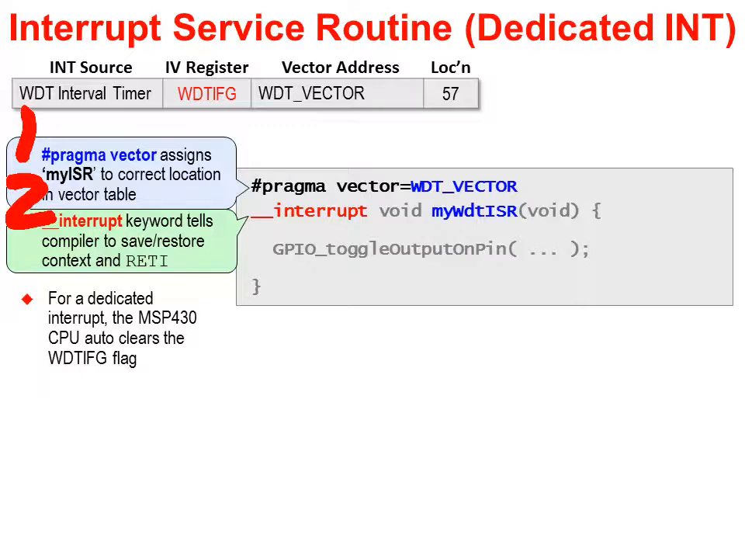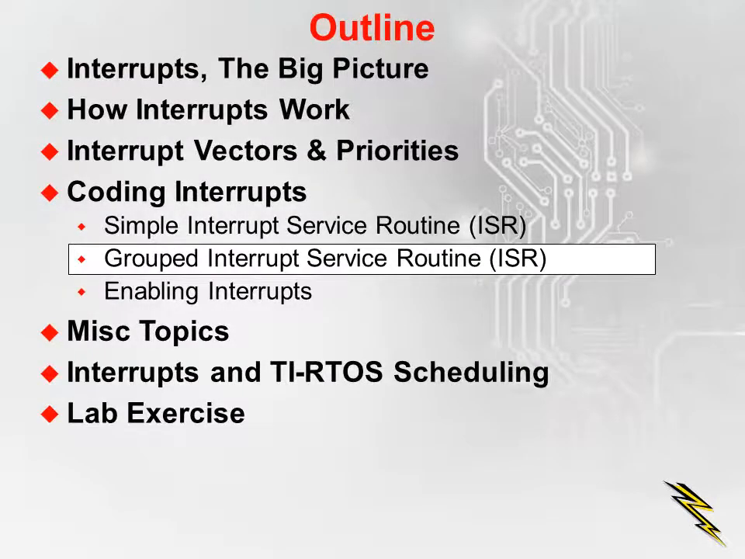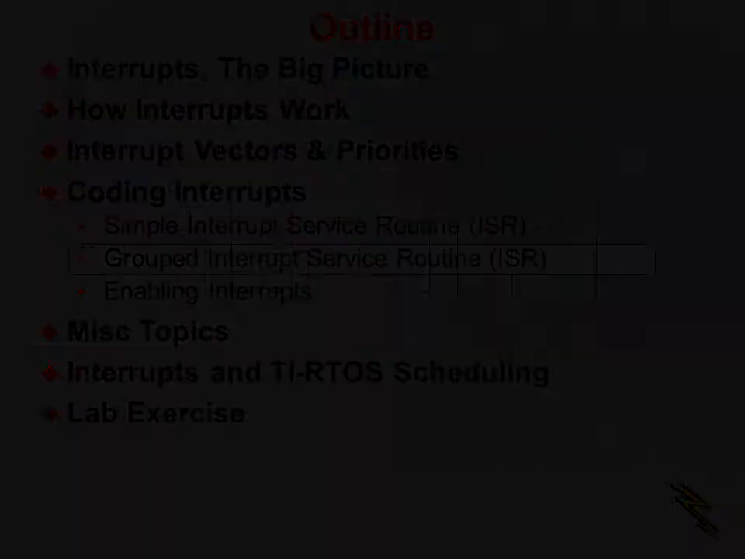Notice that the interrupt keyword has two leading underscores here in our diagram. We've seen in our coding that we can actually get it to work with and without the underscores, but the preference is that we use the underscores because that's what's documented in the compiler user's guide. Step 3 is the code that you really want to have happen when the interrupt occurs. In this example, we toggle a GPIO pin every time the watchdog timer's interrupt event occurs. Not all ISRs will be this short, but we hope this gives you a good starting point to work from. Next, we examine coding grouped ISRs.